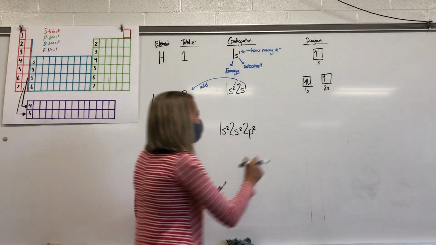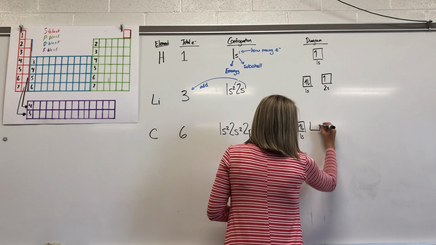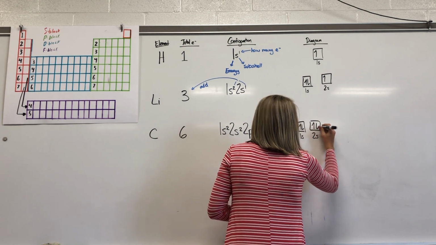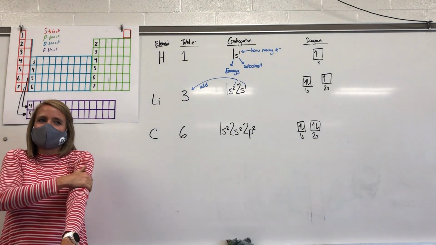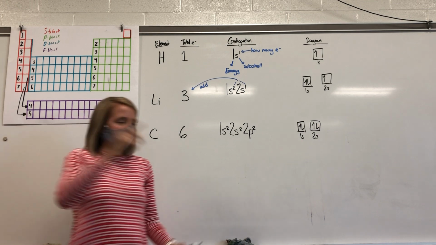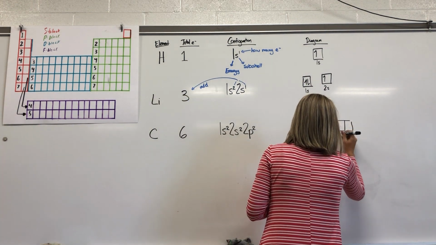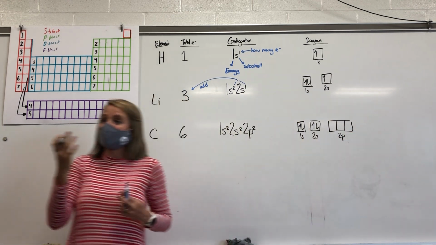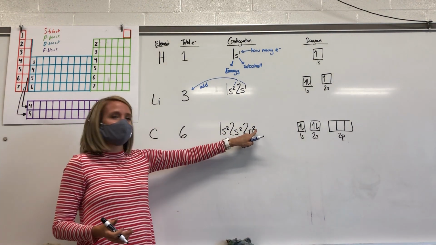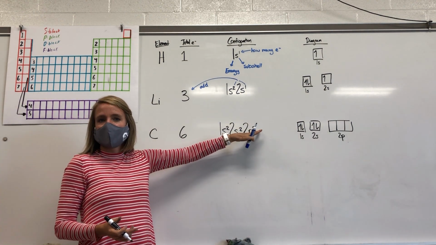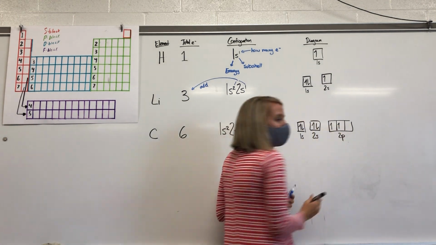Okay, let's draw some boxes. I've got a 1s box again, filled. I've got a 2s box again, filled. How big is the 2p? 3 boxes big. You have to draw all 3 because that's how big it is, even if some might be empty. Now I'm only putting 2 electrons in there, so what's the rule? Parallel spins, separate boxes, right? So up, up.